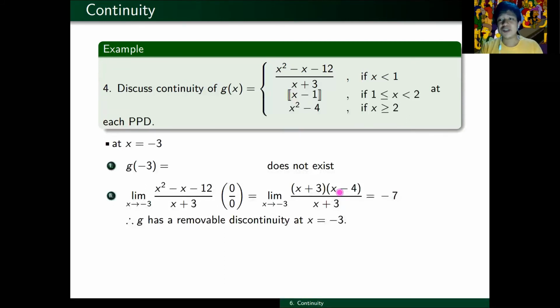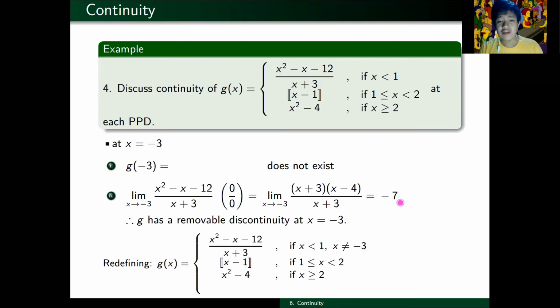Okay? Tapos, subukan natin i-redefine since meron tayong removable discontinuity, x equals -3. Again, the function will remain the same for all of the x's except at -3. So, dito sa unang condition natin, yung -3, inalis ko lang. No? X less than 1 except -3. The rest are the same. And then for -3, I have this one. Ang nilagay ko po, yung limit na na-compute ko, which is -7. Okay? So that's how you discuss the continuity of a piecewise defined function.